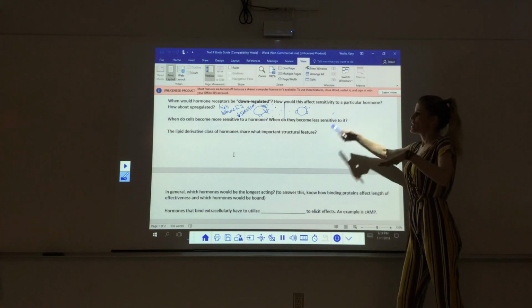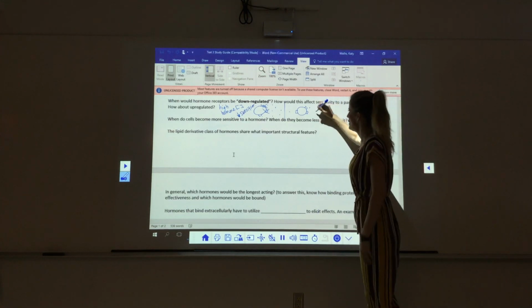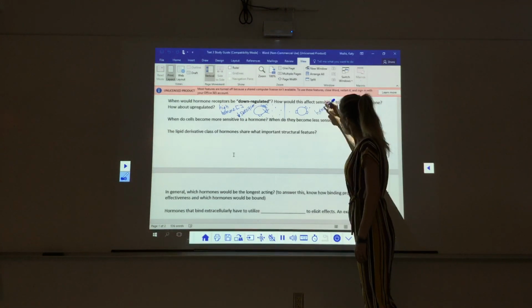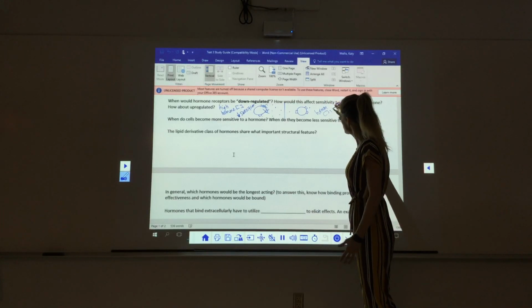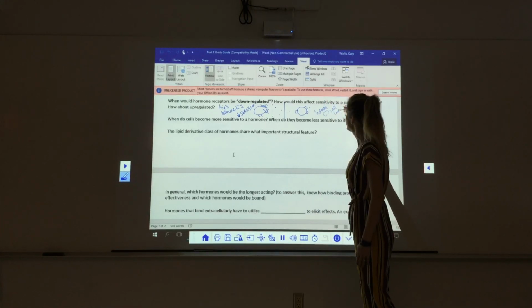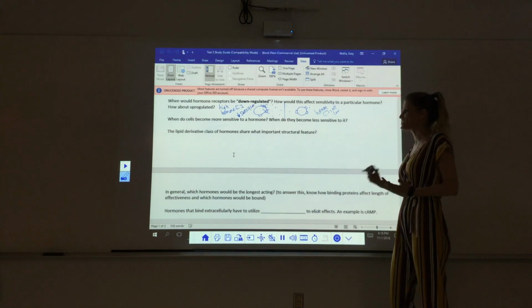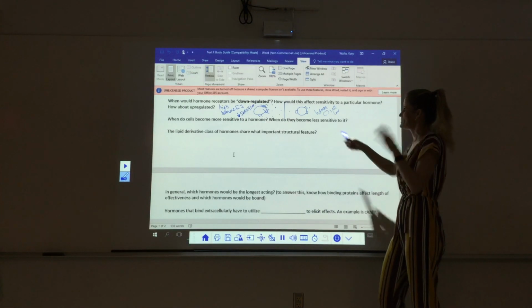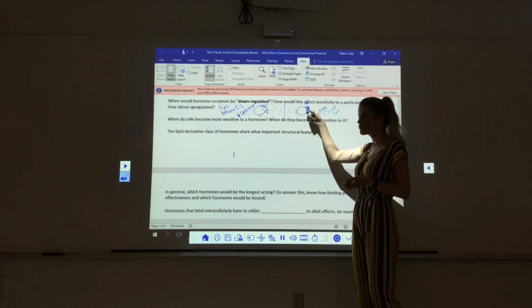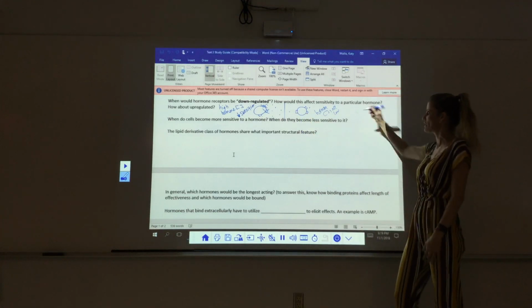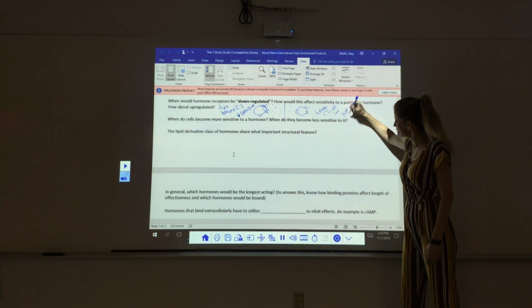So when would you do that? You would add more receptors when hormone concentrations or levels are low. You upregulate, you get more receptors. What do we call that as far as sensitivity? If I'm having more receptors, am I more sensitive or less? More. I'm more sensitive.